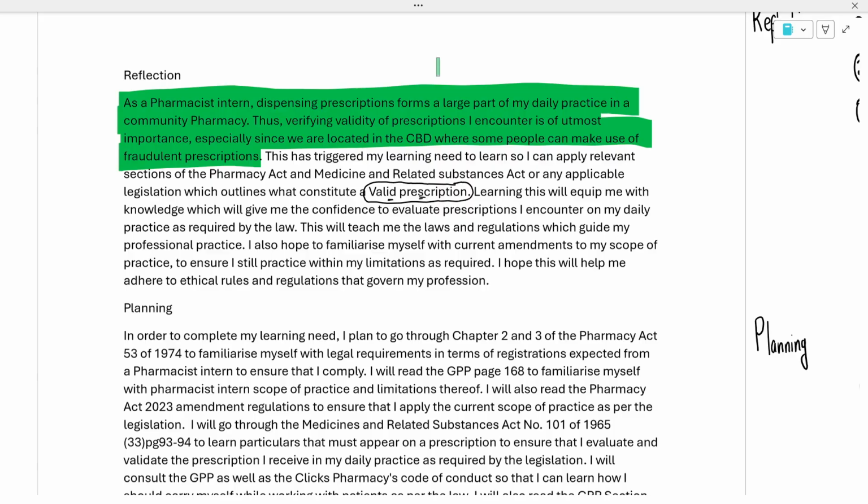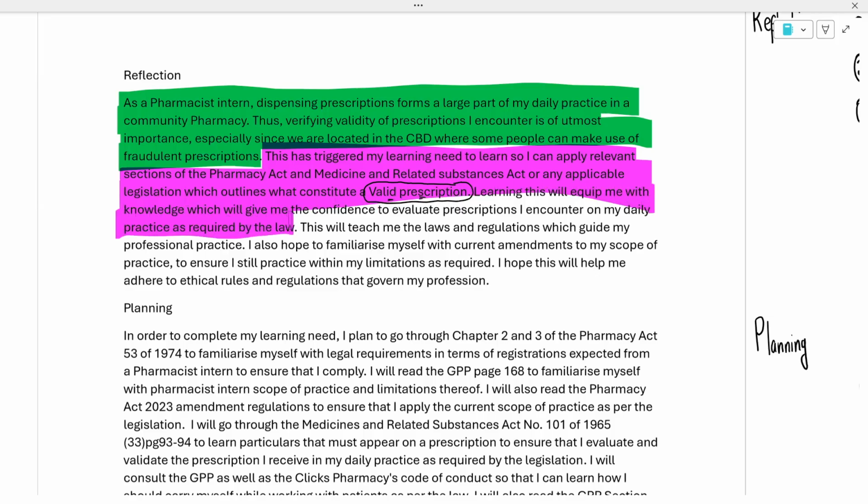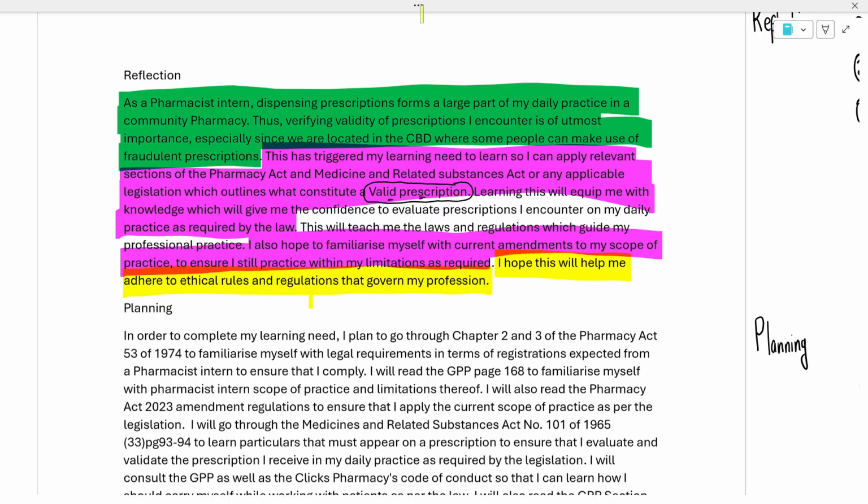Okay. And then the next thing that you then included here, this part. So the learning trigger that you have then went on to include the learning need that you've included here. And it is linked to, okay, sorry, you hope to familiarize yourself with the amendments to your scope of practice. Okay. And then the last part is, I hope this will help me adhere to ethical rules. Okay, so here, this is your learning need.